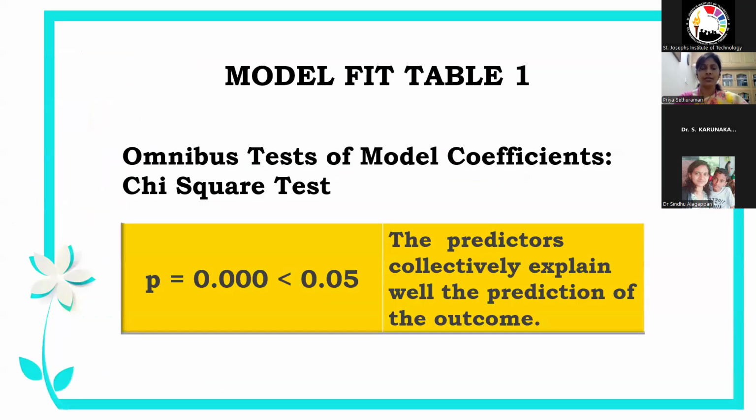First, I will explain to you the model fit tables that are necessary for this particular logistic regression. First and foremost, the model fit table to be obtained is known as the omnibus test of model coefficients, and here it tests the chi-square, which indicates how well the prediction of the outcome is. If the p-value of this test is less than 0.05, it is said to be well predicted. It has a predictive capability of the outcome variable.